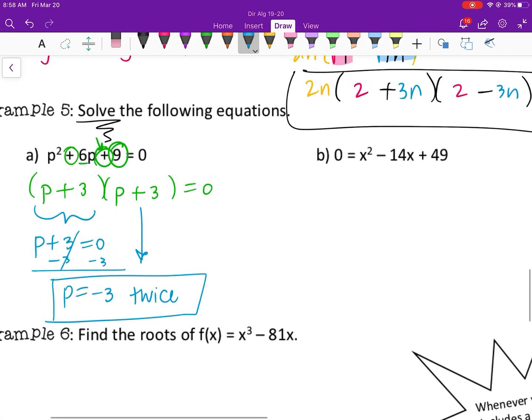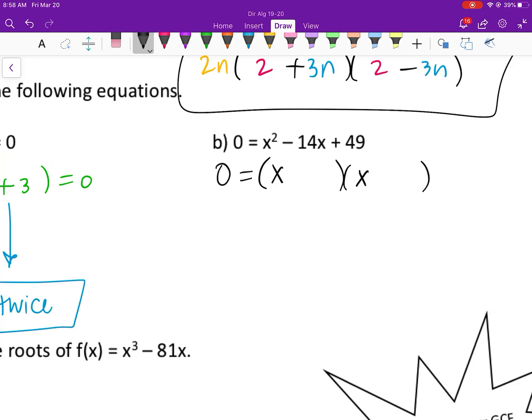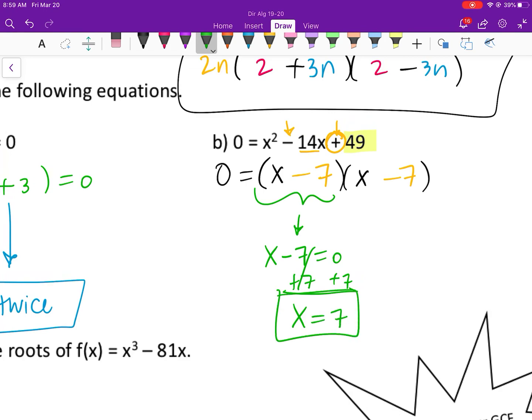Then for example B, it's also going to follow the same pattern where we say, okay, 0 equals. If we didn't already have 0 on one side, we would need to get 0. Don't forget that. And we'll set up our parentheses. We start with our variable. We're looking for numbers that multiply to 49 and add to 14. Well, the only numbers that multiply to 49 are 1 and 49 and 7 and 7. My signs are the same. They are both minus. Sure enough, same set of parentheses again, so they would both end up giving me the same thing when I solve them. So x minus 7 equals 0. Add 7 to both sides. X equals positive 7. And how many times? Twice.